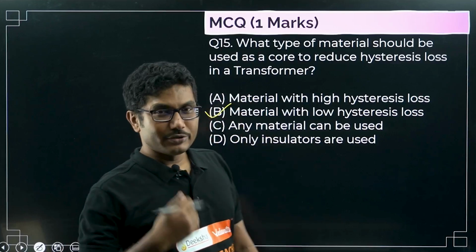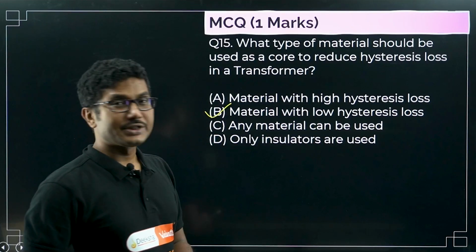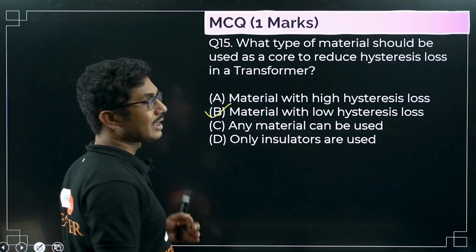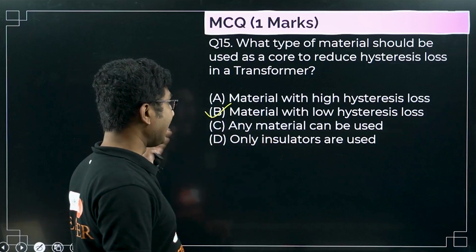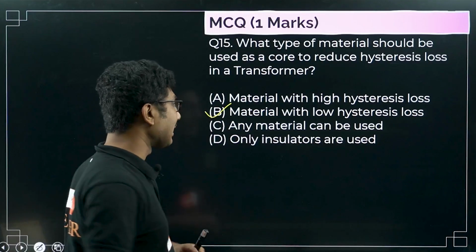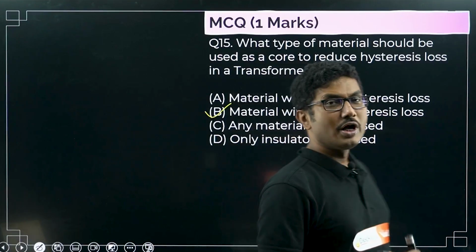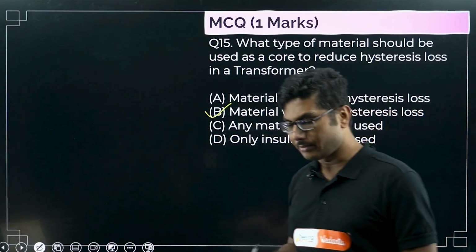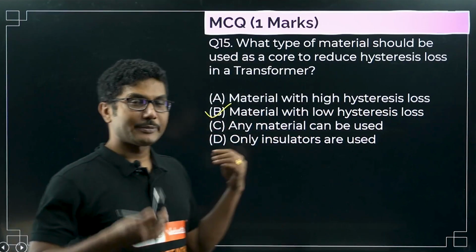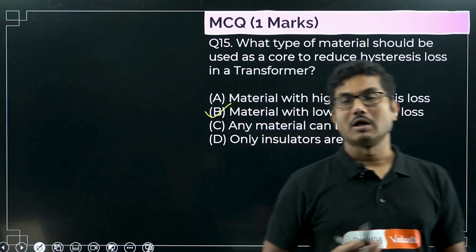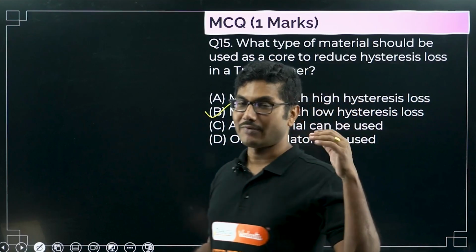Obviously we are trying to reduce the hysteresis loss, so we will use a material which has low hysteresis loss, but it should be a conductor. Instead of just any material, the option should be a conductor. Any material cannot be used. Insulators cannot be used because if you use insulators, flux linkage will be almost 0. Conductors basically help to conduct the flux from the primary to the secondary, so that's why the flux leakage is less.